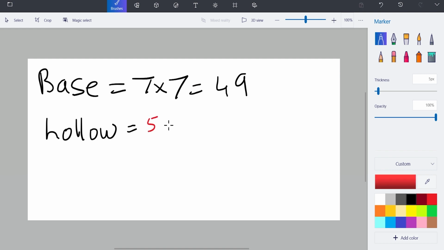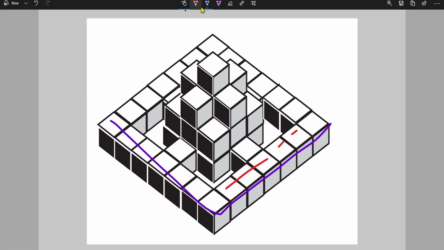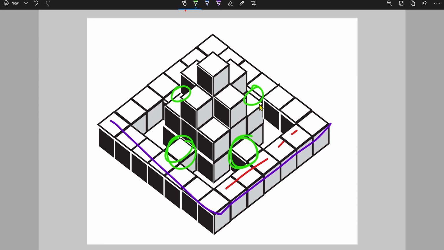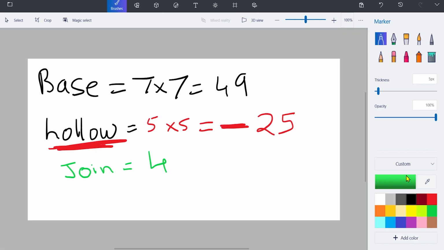Keep the hollow in red maybe. And again, since it's a hollow, you have to keep in mind it has to be a minus sign before the value. Minus 25. Then I'm going to call these small pieces over here corner pieces or joining pieces. Let's just call them joining pieces. So you'll have 4 joining pieces. So I'll just call this join. So we have 4 of those. Then we have this center block.